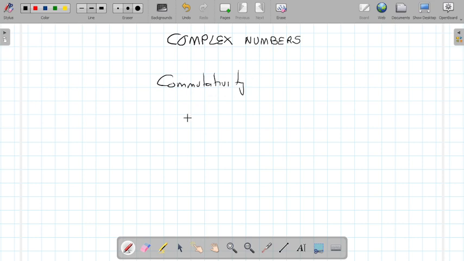Commutativity. If you are given two complex numbers, Z1 plus Z2 is equal to Z2 plus Z1. Now you can change the positions of Z1 and Z2, you still get the same result. We also have commutativity with respect to multiplication. That is, Z1 Z2 is the same as Z2 multiplied by Z1.